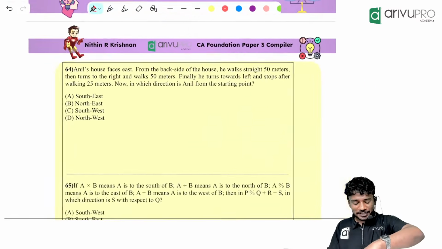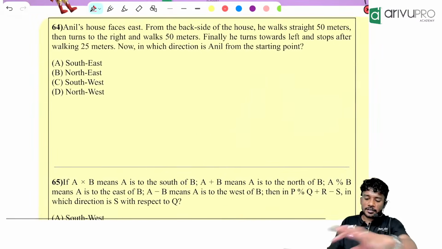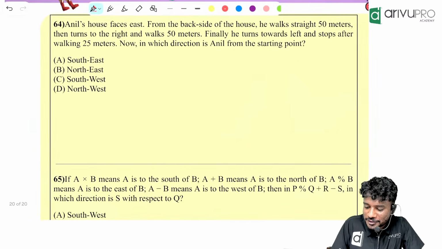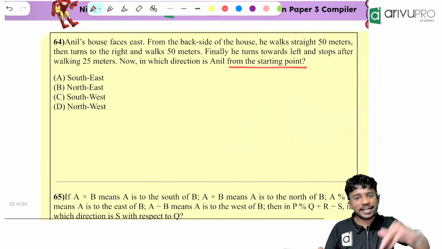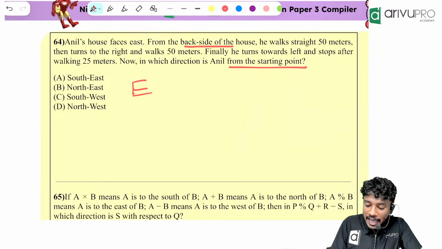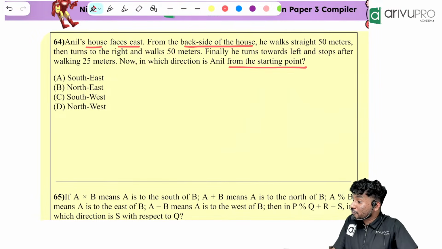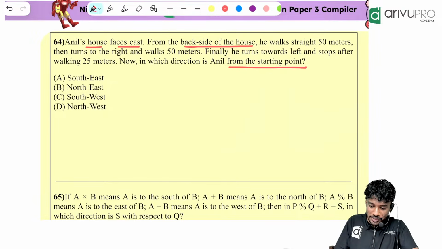Okay, fine, people. The final 3 questions. Now, in which direction with respect to the starting point? Very direct question. Anil is facing east from the back side of his house. Okay. Anil's house is facing east. Anil's house is facing which direction? It is facing east direction.